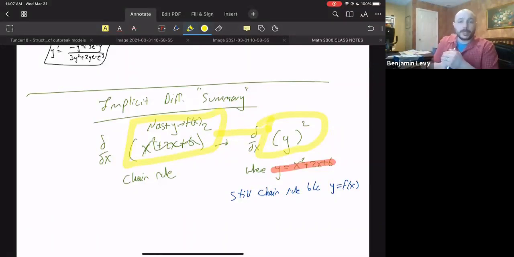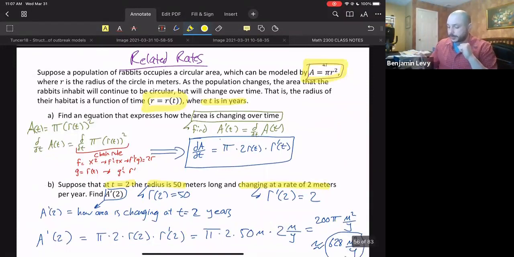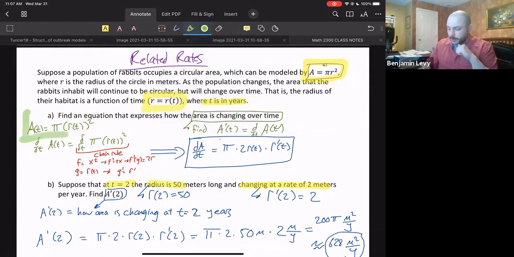And hopefully it'll become a little more clear as we keep going through these applications. So the one we looked at to start last time was talking about this equation for area. I'm going to start highlighting in green. We have the equation for the area of a circle, but the radius is changing, so the radius itself is some function of t.